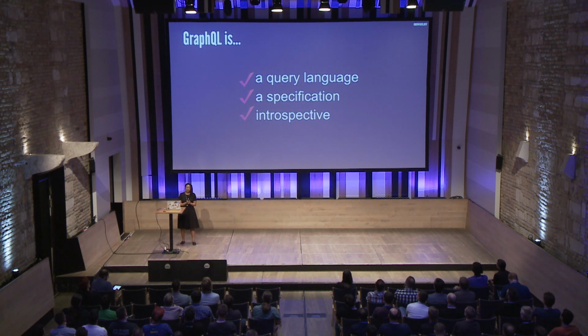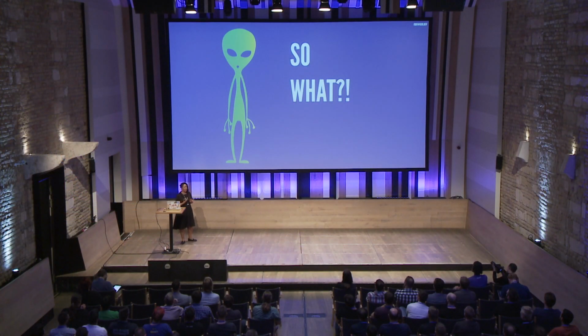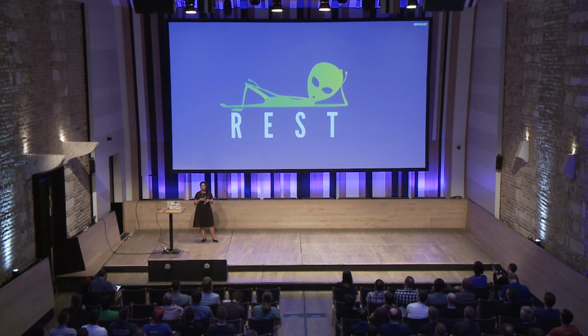So when we look at GraphQL, what is it? It's a query language, a specification, and we saw that it's introspective. But it also has a lot of other features which are a little more advanced for getting a grip on GraphQL talk, but we'll look at a few other principles later on as well. But so what? Why would someone want to make the move to GraphQL from REST? So first, let's talk a little bit about some of the challenges that come with working with a REST API.